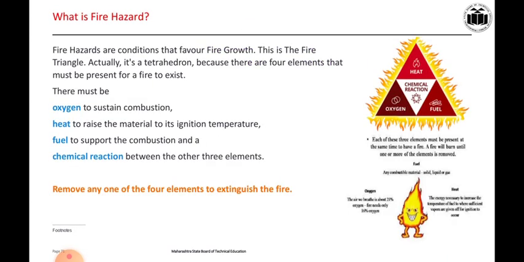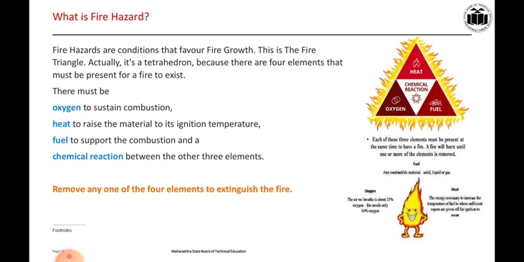First, fire hazards are conditions that favor fire growth. This is the fire triangle. Actually, it is a tetrahedron because there are four elements that must be present for a fire to exist. On the right side of the screen you can observe the fire triangle, and in that triangle one central white triangle is there. That's why it is known as a tetrahedron.